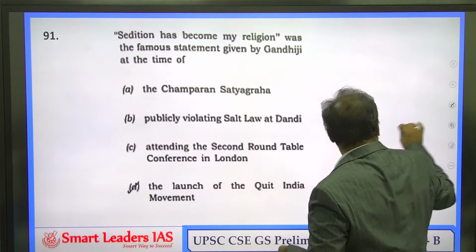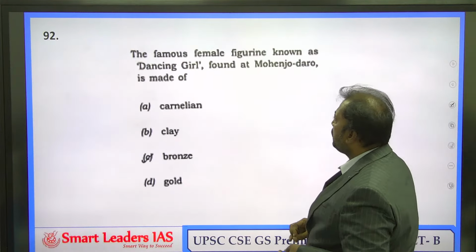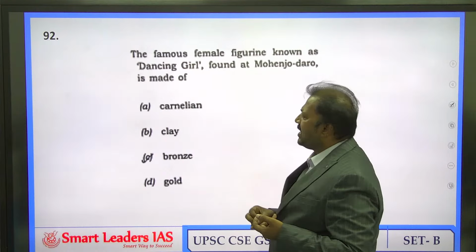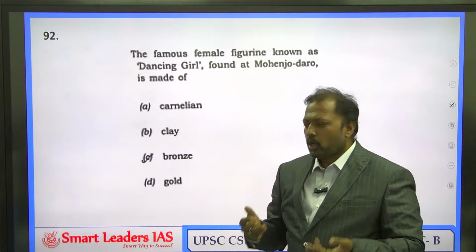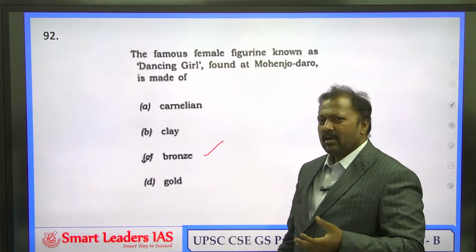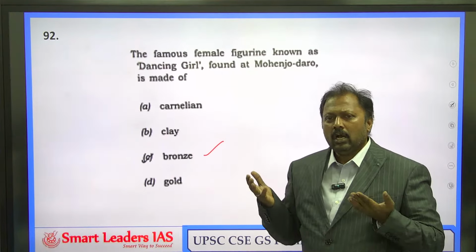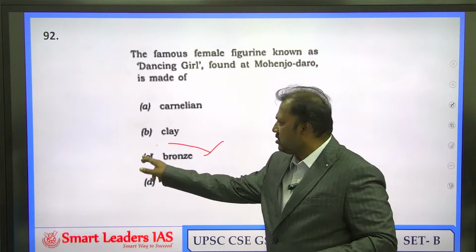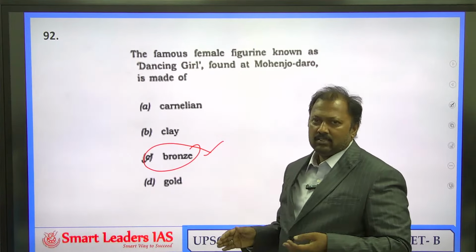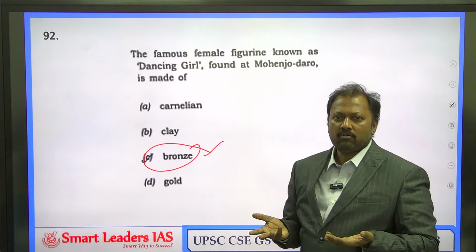Next, the famous female figurine known as the dancing girl found at Mohenjo-daro is made of what? Simple. It is a bronze image. It is a bronze statue. And also this is a Bronze Age civilization. This is the Indus Valley civilization. Harappan civilization, we use the word Bronze Age, bronze. So bronze is the answer. If you make this mistake, if you are not getting these types of questions right, definitely it is going to be a problem for you.